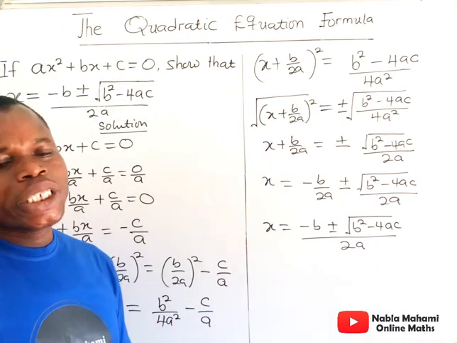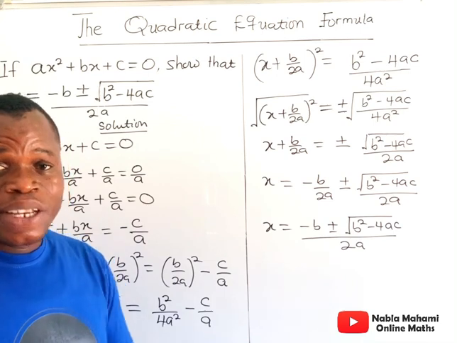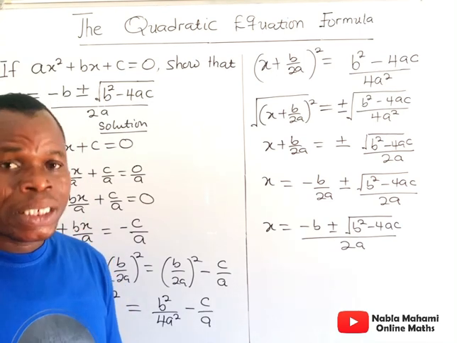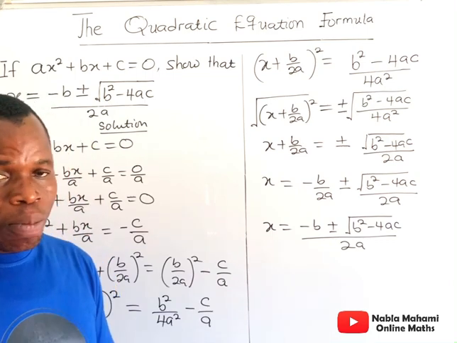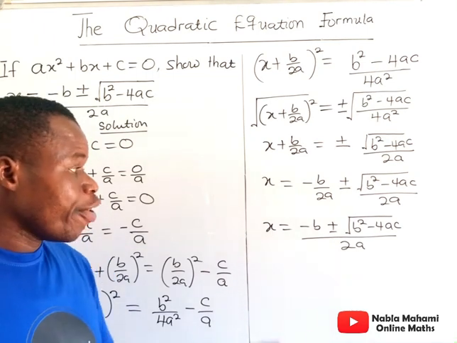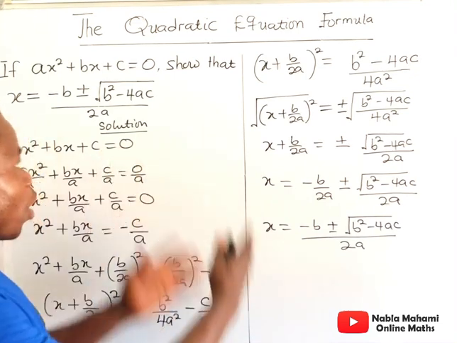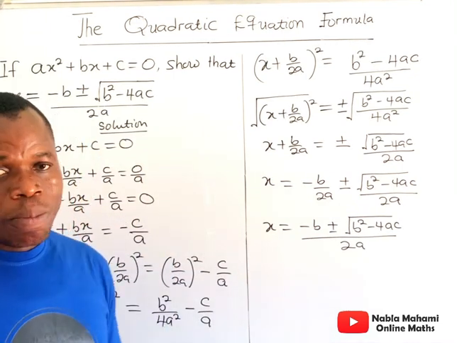Some people also call this particular formula the almighty formula, but its real name is the quadratic equation formula, or the general quadratic equation formula, but others call it the almighty formula. And this is how we prove the formula.